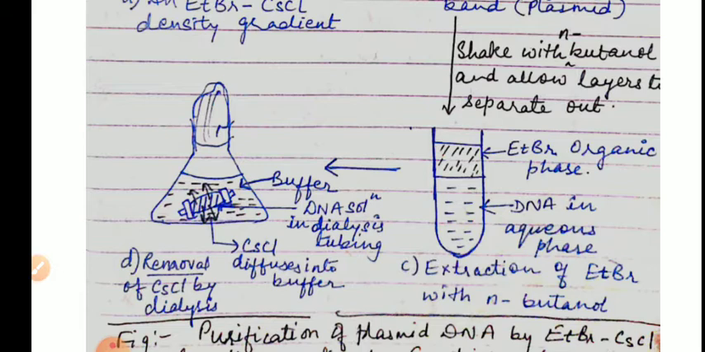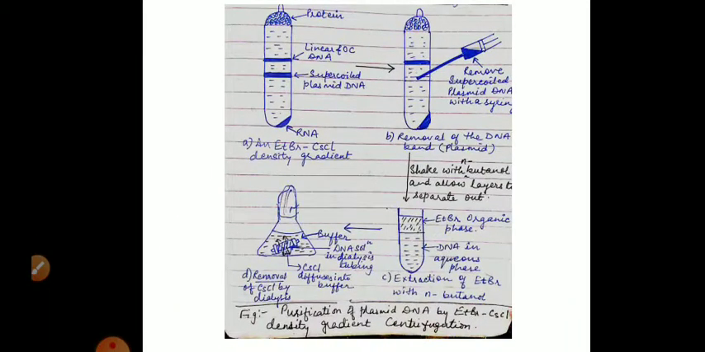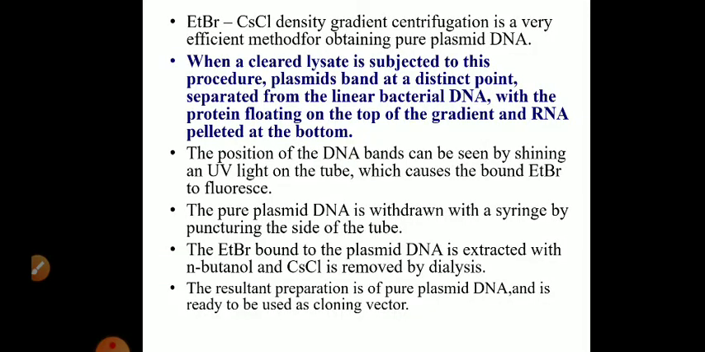Okay, now the cesium chloride will diffuse out of the dialysis tube into the buffer, and you will get pure plasmid DNA. So, ETBr is removed by mixing with an organic solvent like N-butanol, and cesium chloride is removed by performing dialysis. And then what we get is the pure plasmid DNA.